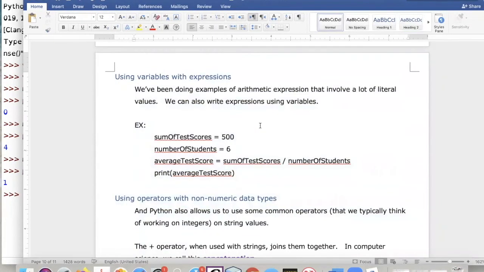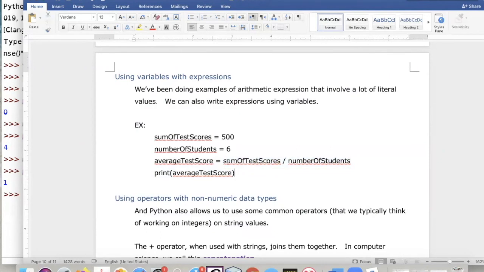So far, we've been doing a lot of examples where our arithmetic expressions only included literal numeric values. That's definitely a way that we can write arithmetic expressions in Python and software in general. But we can also write expressions that use lots of variables. So for example, we might have a program where we store the sum of everybody's test score, and we store the number of students in our course, maybe it's 6. And then we calculate the average test score. That's the sum of all the test scores divided by the number of students. And then we want to print that out.